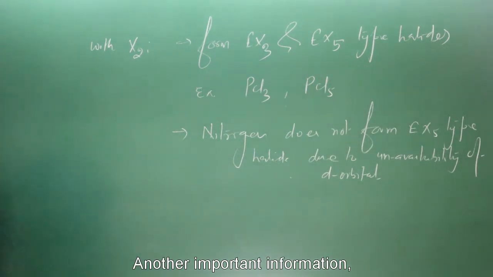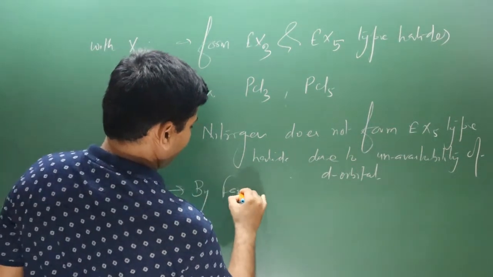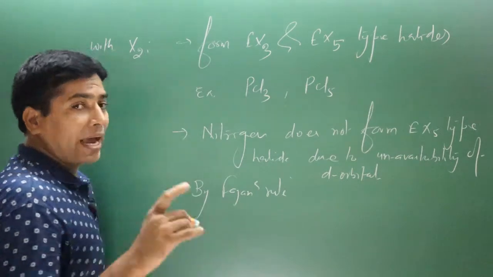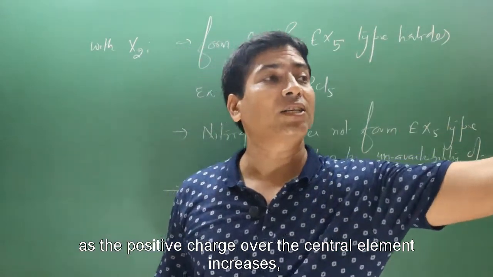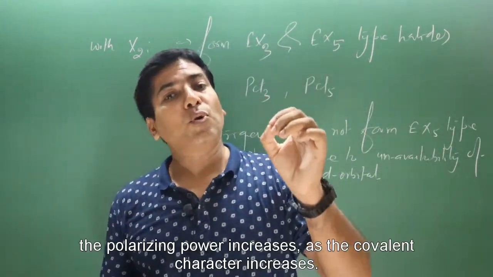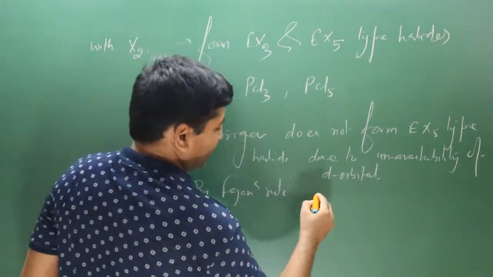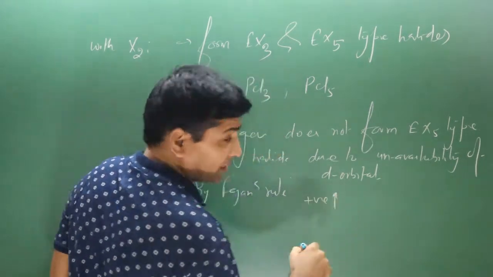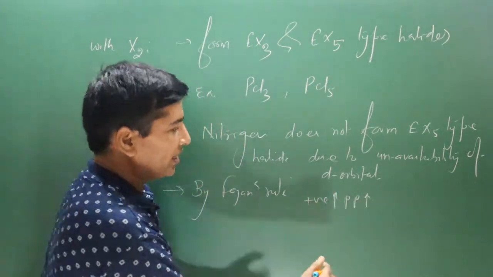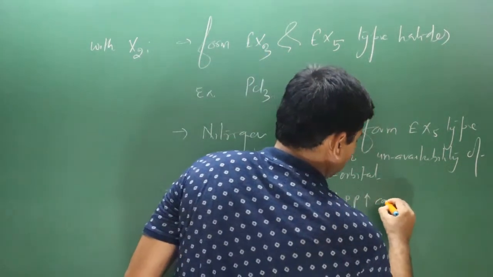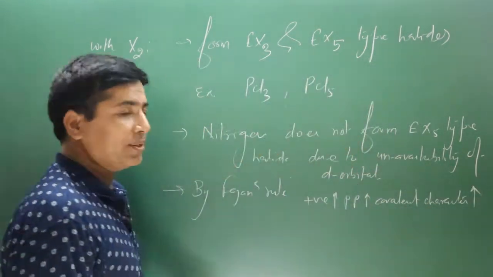Another important information, by Fajan's rule, we have learned as the positive charge over the central element increases, the polarizing power, the tendency to pull the electron, increases and covalent character increases. Very simple information.